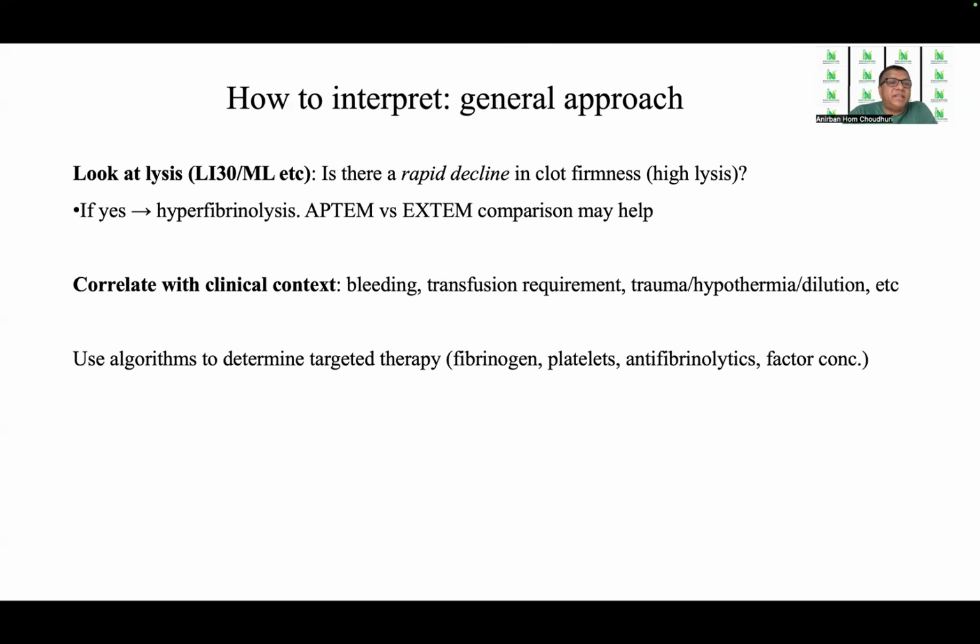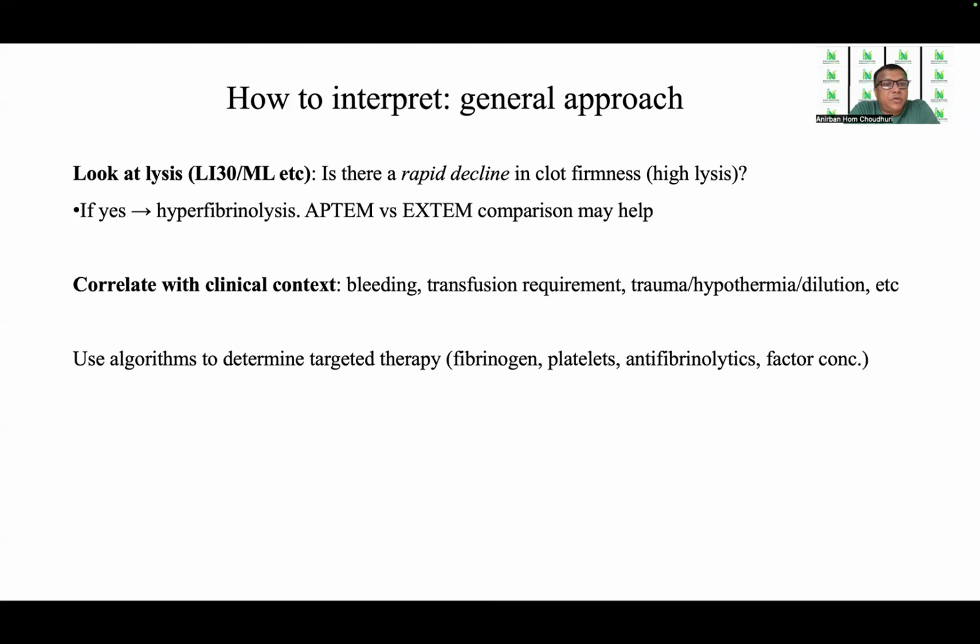Then we look at the lysis index 30 minutes after maximal clot firmness, or the maximal lysis as a percentage. Is there a rapid decline in the clot firmness or high lysis? If yes, then there is hyperfibrinolysis. Then we look into the APTEM versus EXTEM comparison, because if APTEM normalizes, it means that a hyperfibrinolysis element is there.